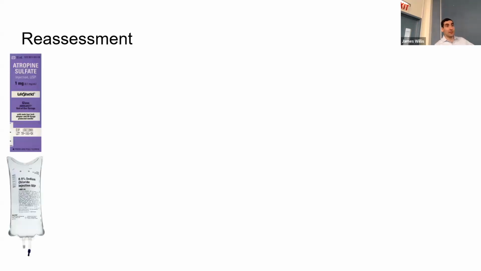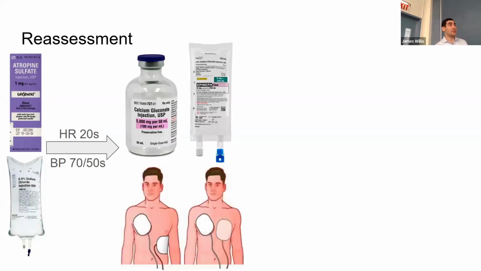So just to recap. EMS gave atropine and fluids, heart rate still in the 20s. It was documented as 28 when he first came in, and he's still hypotensive. So what do you think the team should reach for now? Just some of the meds. Great. So pacing is something to consider.